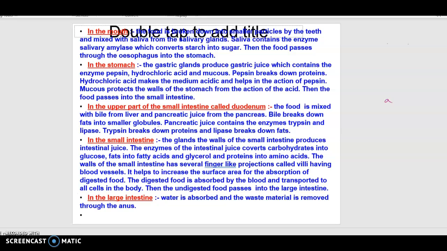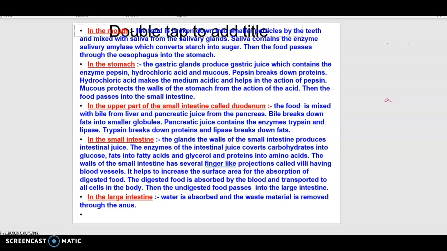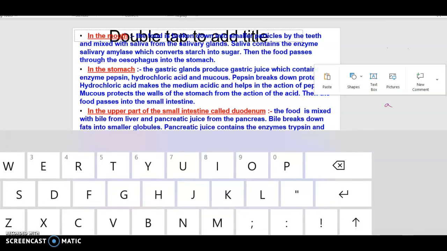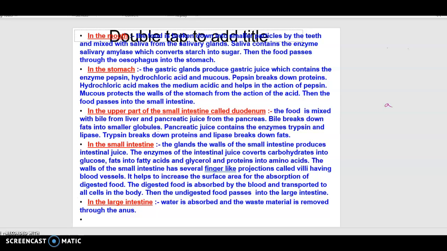Now how does this digestive system work? First of all, food is broken into smaller pieces by teeth and it is mixed with saliva from the salivary glands. Saliva contains the enzyme salivary amylase, which converts starch into sugar. Then food passes through the esophagus into the stomach.